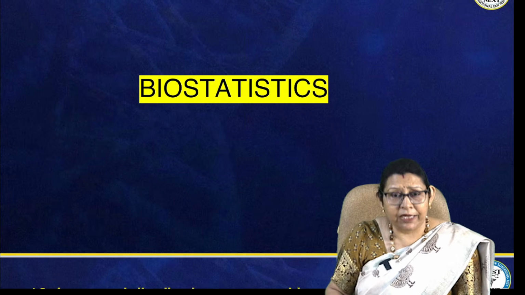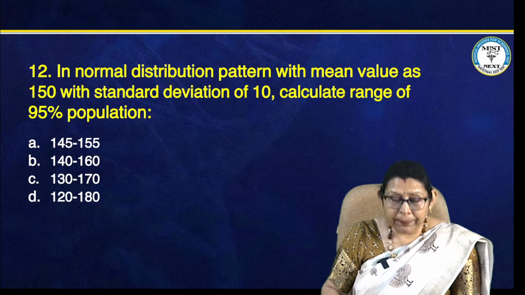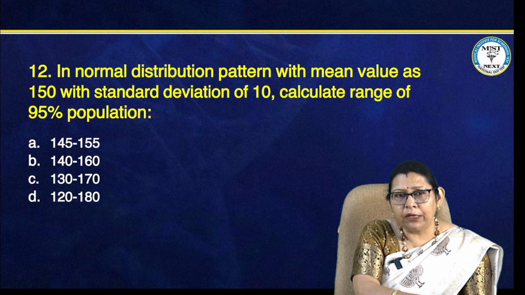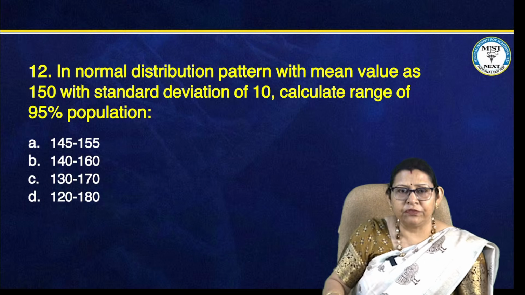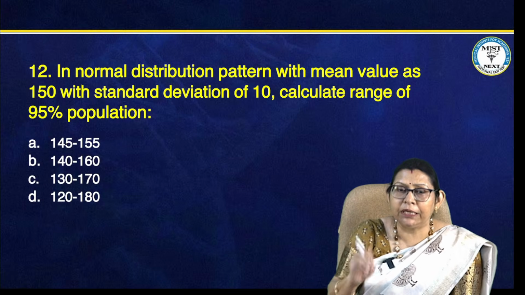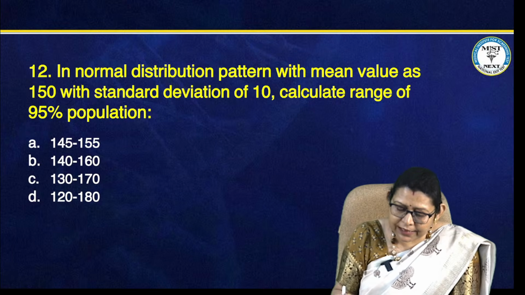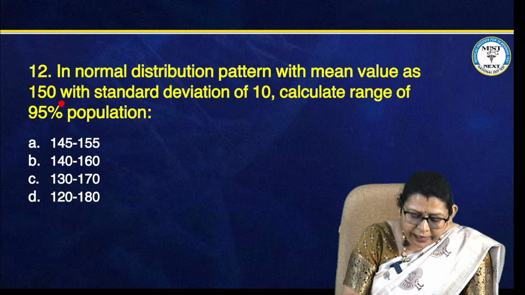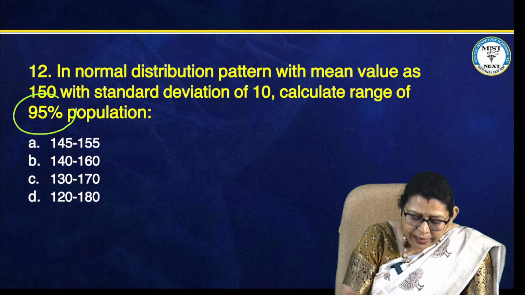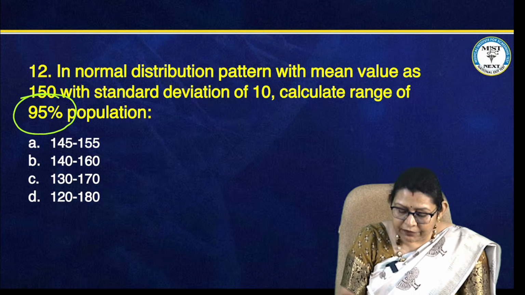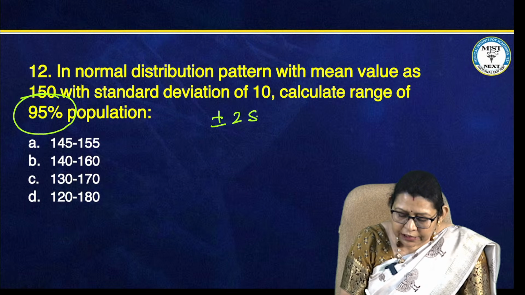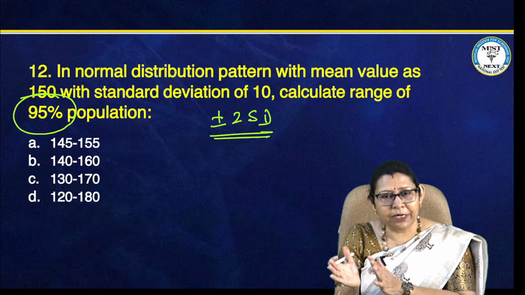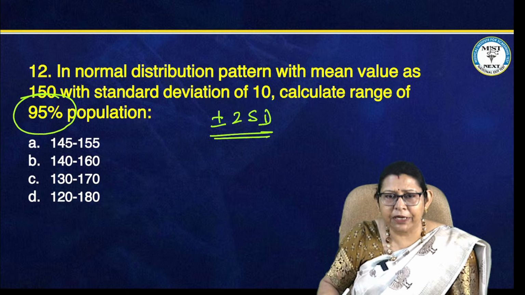The next is biostatistics. In biostatistics again some numericals are asked. In a normal distribution pattern with the mean value as 150 and a standard deviation of 10, a very commonly asked question, asked multiple times, is to calculate the range of 95% of the population. What does 95% population mean? How much of the standard deviation is it covering? It is plus minus 2 SD, because 68% is plus minus 1 SD, and 95% is plus minus 2 SD.